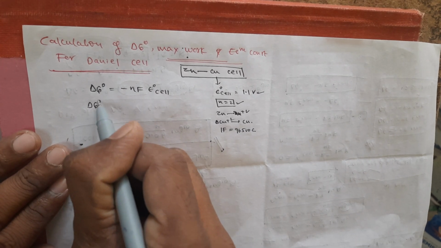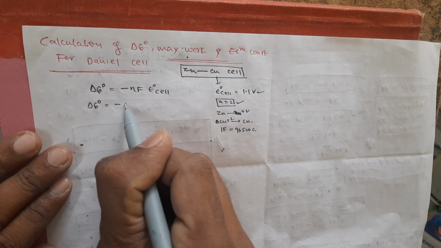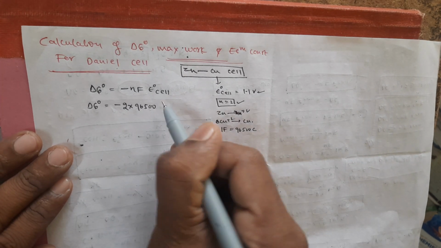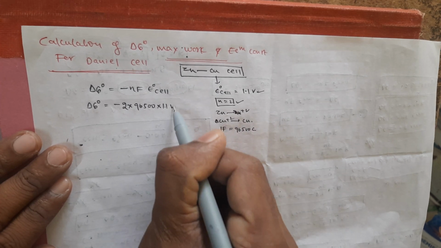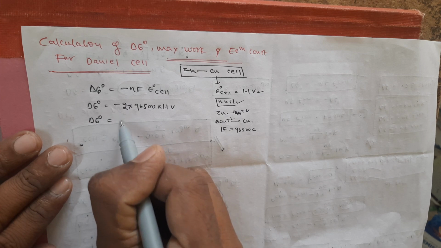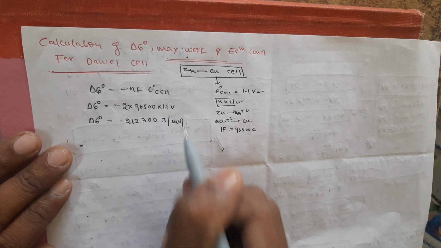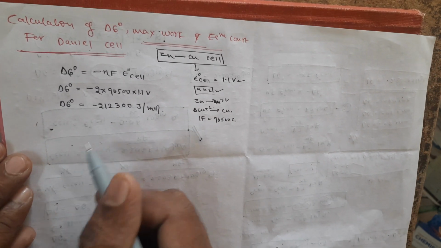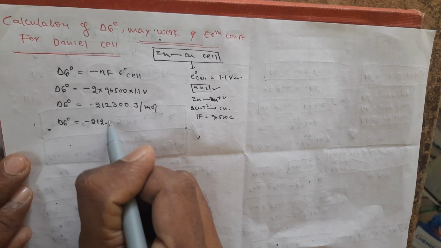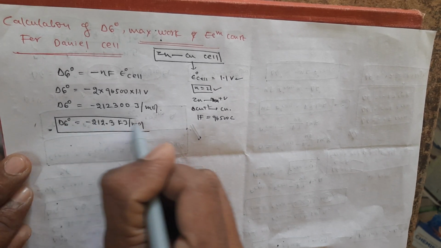Now we can calculate the delta G naught. Delta G naught is equal to minus 2, the number of electrons changed, into 1 Faraday, nothing but 96,500 coulombs, and E naught cell is 1.1 volt. When you calculate this value, delta G naught is equal to minus 212,300 joules per mole. If we want to convert it to kilojoules, we can write delta G naught is equal to minus 212.3 kilojoules per mole. So this is the delta G naught.